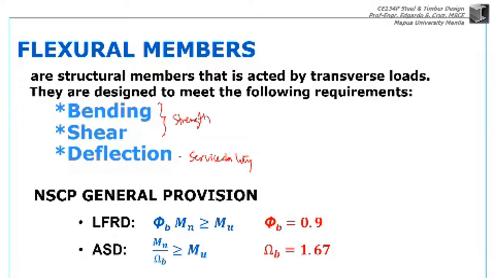The general NSCP provision for LRFD is phi b Mn, the design strength, must be greater than the ultimate moment, Mu. The resistance factor for bending is 0.9. However, for ASD, Mn divided by the safety factor should be greater than or equal to Mu, wherein the safety factor is equal to 1.67. Again, usually the phi multiplied with the omega or the safety factor, the product of these two is usually 1.5.